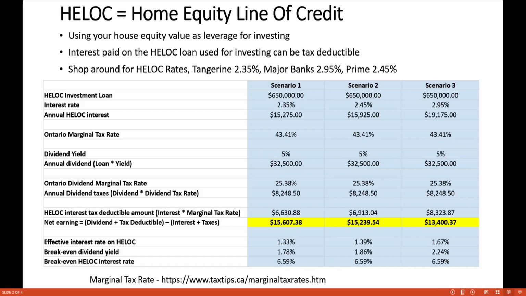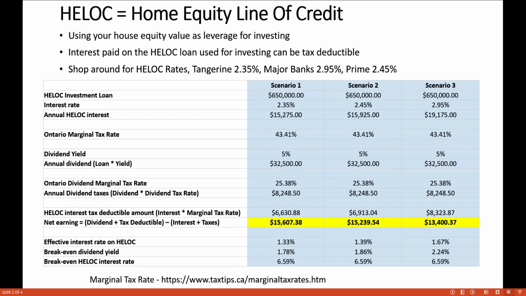The HELOC interest tax deductible amount, which is your interest paid times your marginal tax rate, you get $6,630.88. So this would be the amount that you can claim back during tax time. So your total or your net earnings would be your dividend received plus your tax deductible minus the interest paid and taxes paid. So for scenario 1, we have a net earning of $15,607.38. So this is the profit that you will make based on scenario 1.